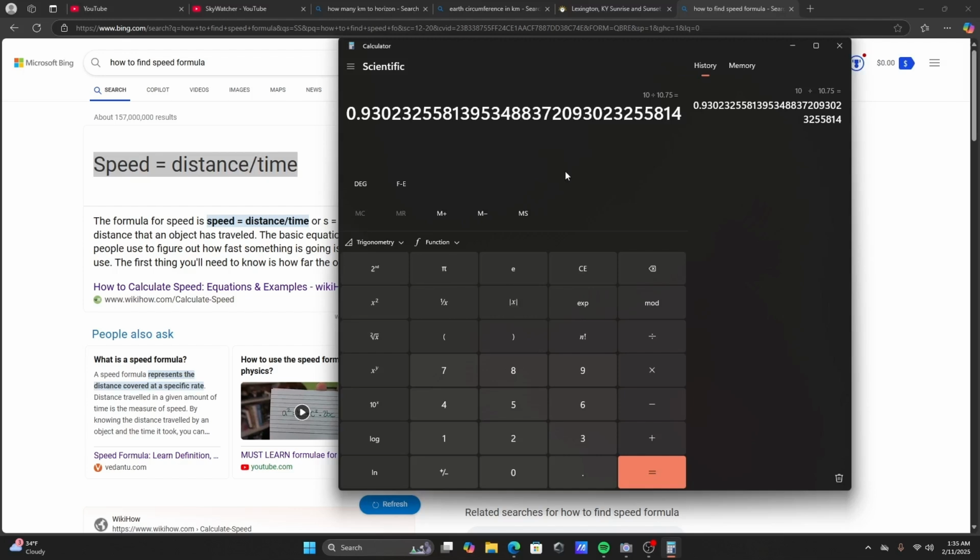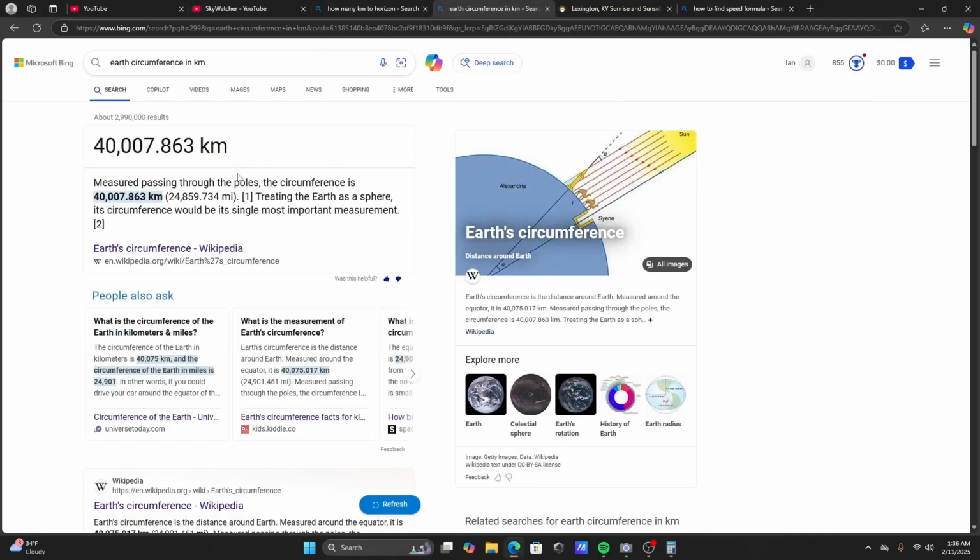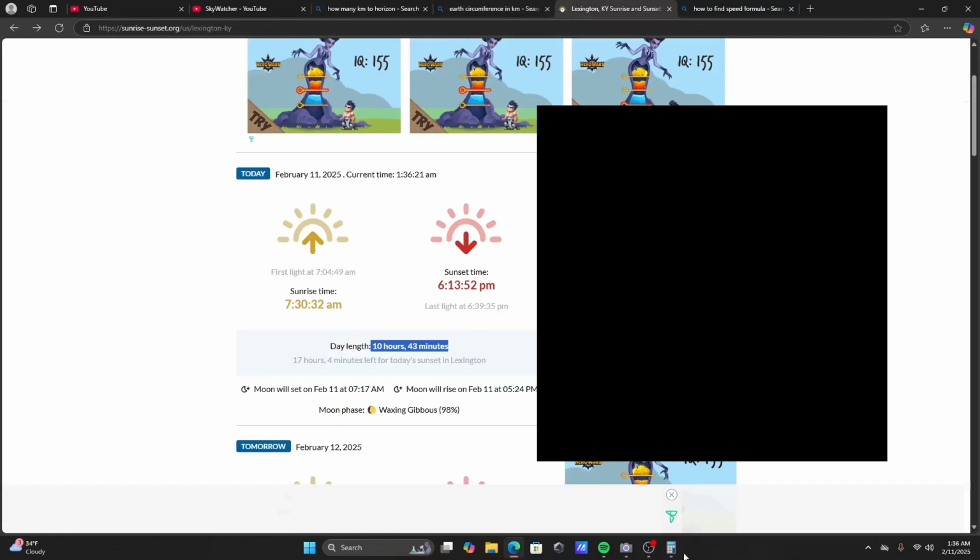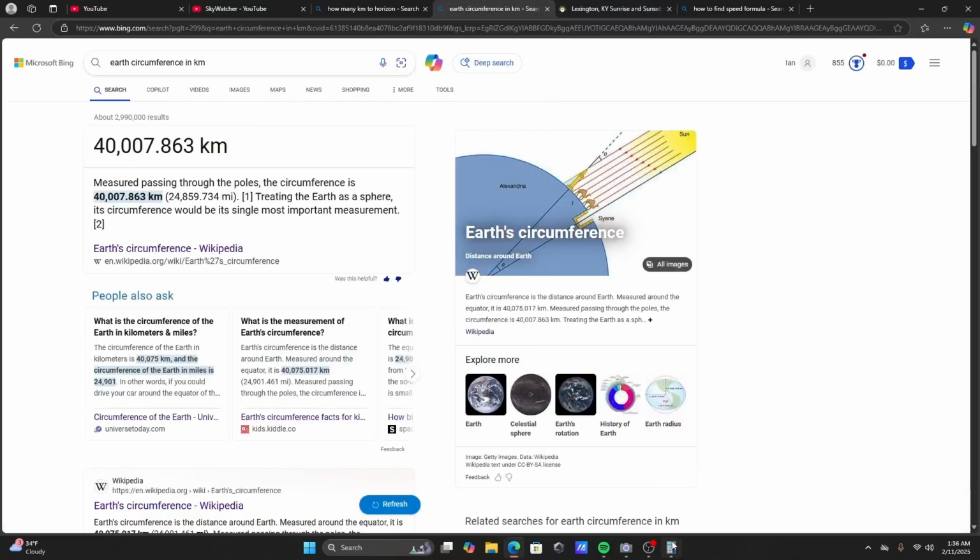So, if we've got 0.93 kilometers, it's traveling 0.93 kilometers an hour to get across 10 kilometers. Let's see here. Earth's circumference in kilometers is 40,000 kilometers. 40,000 kilometer circumference. 40,007. Okay. Maybe you see where I'm going with this at this point.